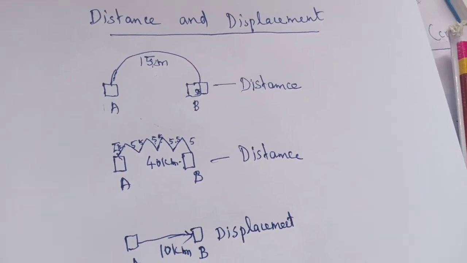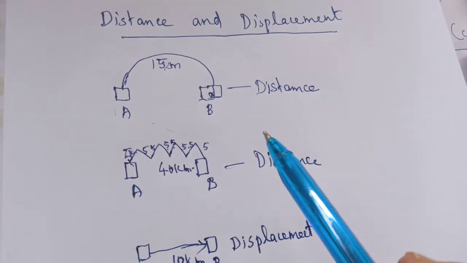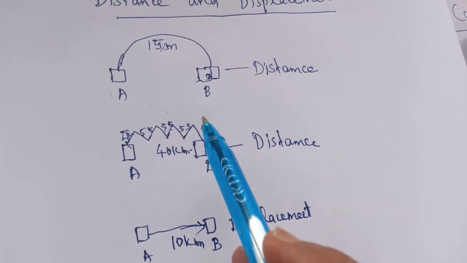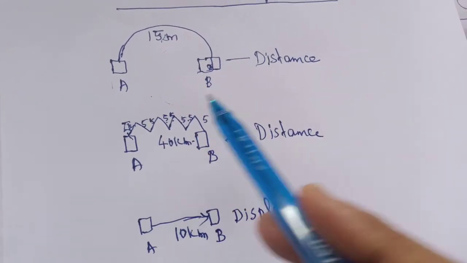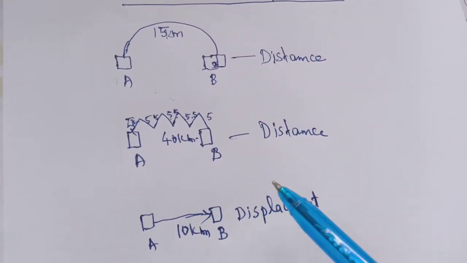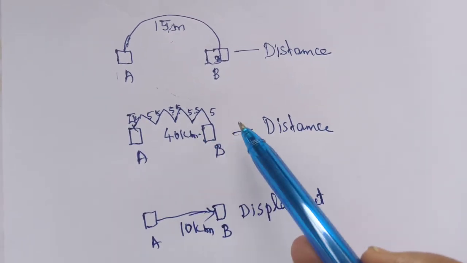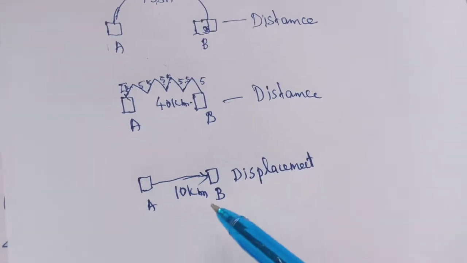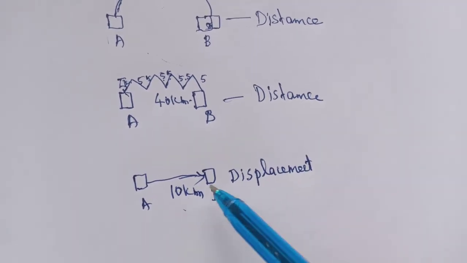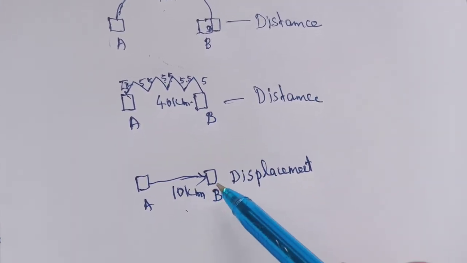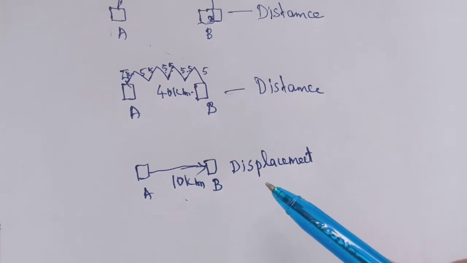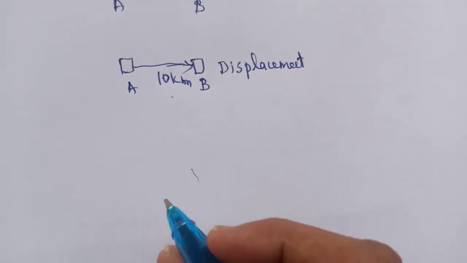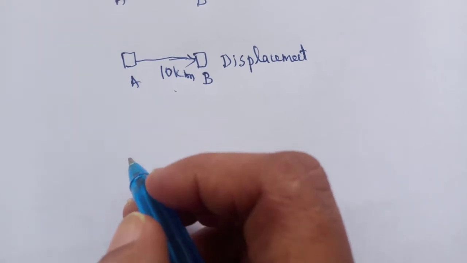Now a student will understand that distance means this curved path and this zigzag path. Any way he can go like this, we will measure it as distance, and only the direct path, direct kilometer, we will measure, that is the displacement. Now one more picture I will give.